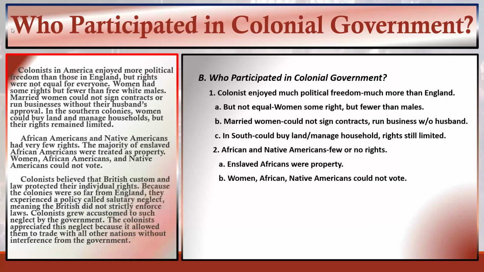And finally, let's wrap it up with this last paragraph. Colonists believed that British custom and law protected their individual rights. Because the colonies were so far from England, they experienced a policy called salutary neglect. We've talked about this before, meaning that the British did not strictly enforce laws. Colonists grew accustomed to such neglect by the government. The colonists appreciated this neglect because it allowed them to trade with all other nations without interference from the government. We talked about this when we talked about mercantilism, so I'm going back to that.